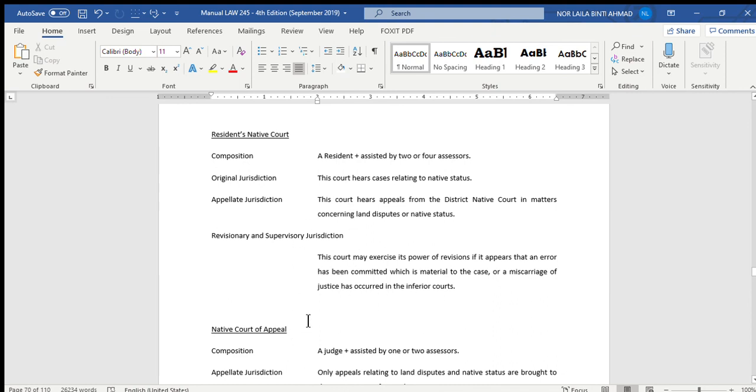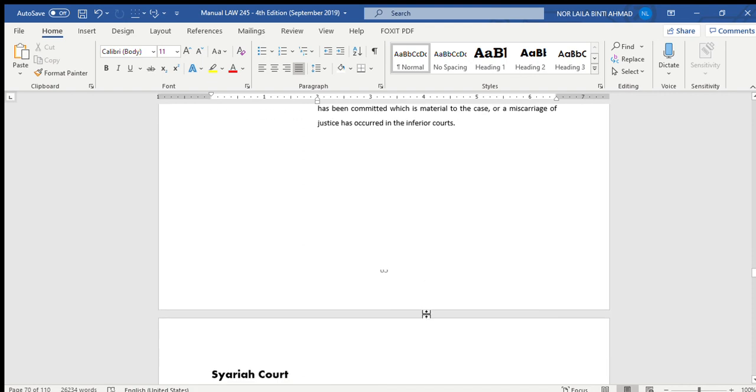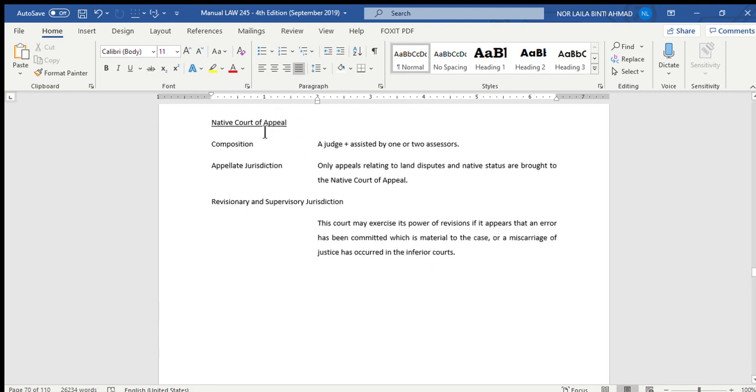And the highest court in Sarawak native courts is the Native Court of Appeal. Its composition, a judge assisted by one or two assessors. Appellate jurisdiction, only appeals relating to land disputes and native status are brought to the Native Court of Appeal. And then revisionary and supervisory jurisdiction, it may exercise power of revision if it appears that an error has been committed which is material to the case or a miscarriage of justice has occurred in the inferior courts. Okay, so that's all about native courts in Sabah and Sarawak. Next we continue with Syariah court.